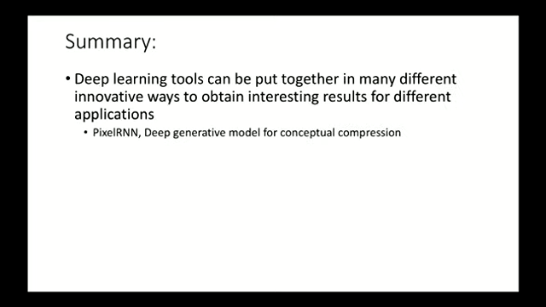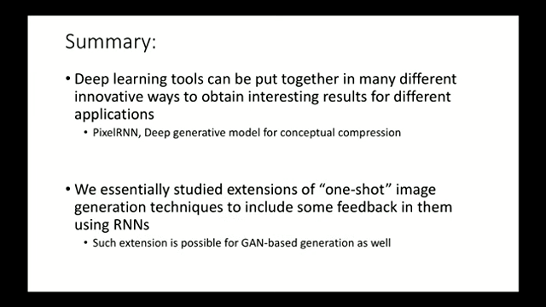One message we wanted to get across is that deep learning tools can be put together in many different ways. What we have learned till now are just tools, but it's open to our innovation and novelty how to put them together for many different applications. Second, in this presentation we saw essentially an extension of conventional generative models to one-shot generation, where all these models employ some sort of feedback, some sort of RNN, and do it over multiple iterations. That's it. Thank you.